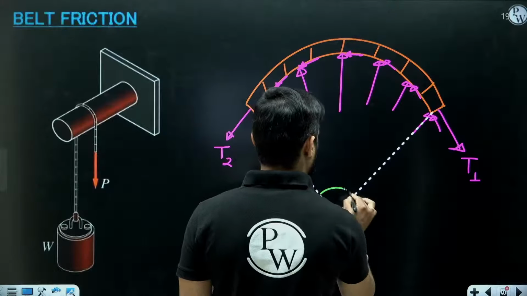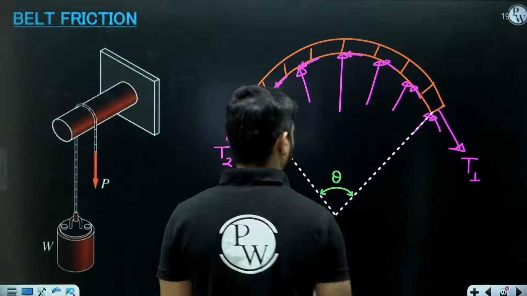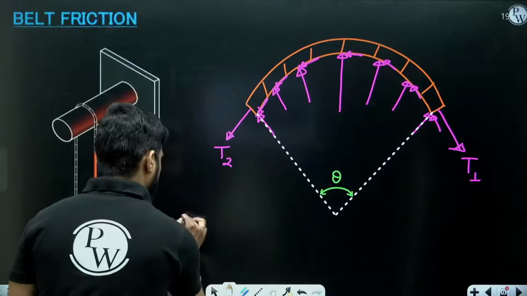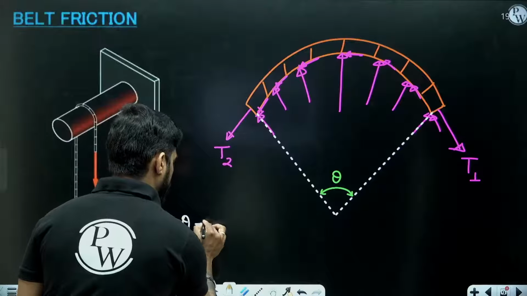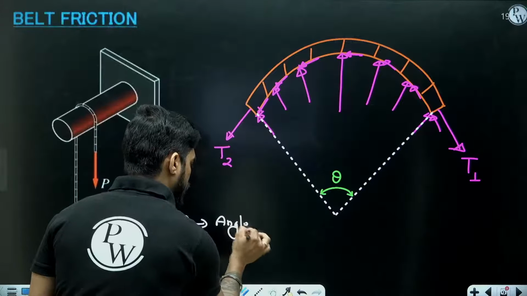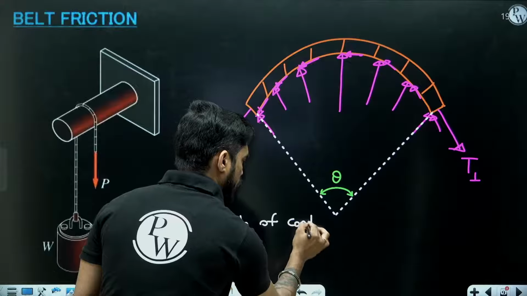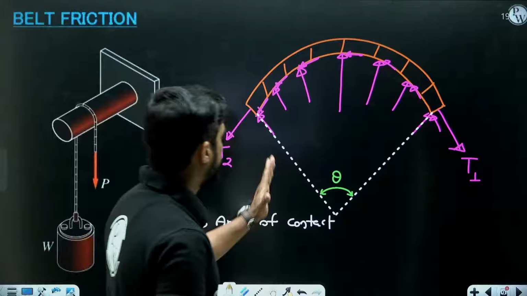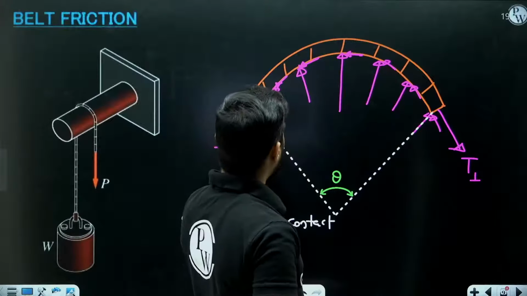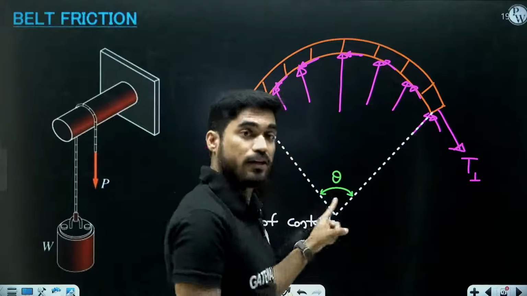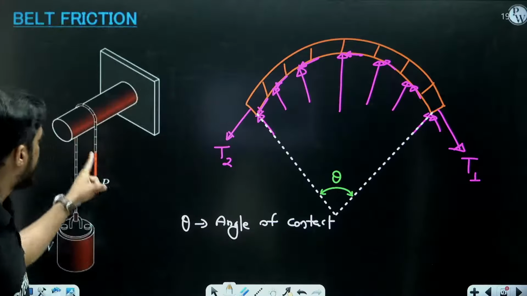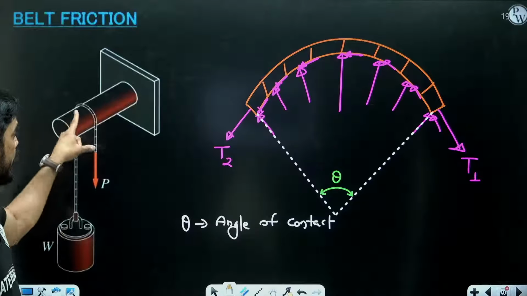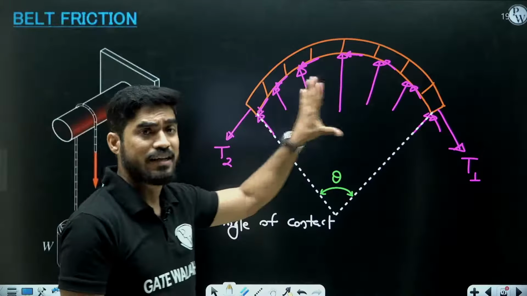Let's say this is angle theta. Theta is known as the angle of contact. So this is the angle at which there is contact between the rope and the rod. Now you might be thinking, sir, here it is 180 degree, so I am not actually drawing the case of this. I am just taking a general example.